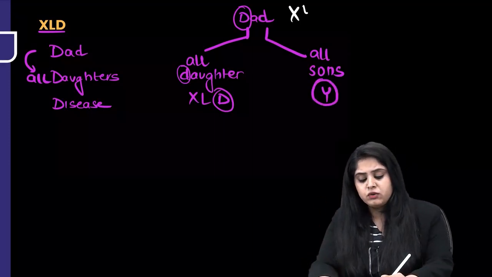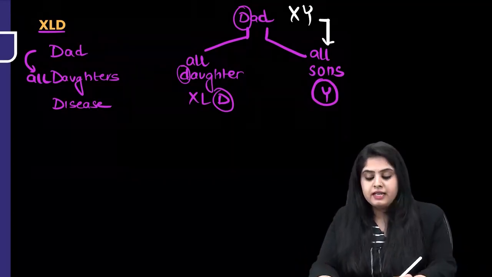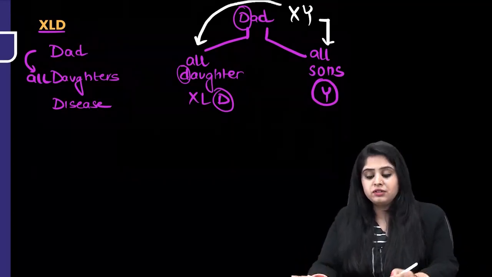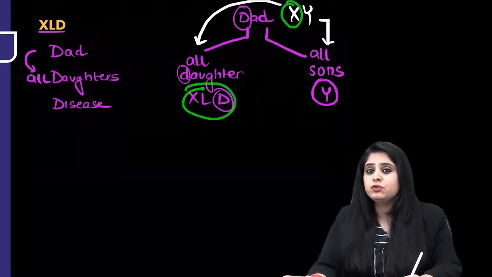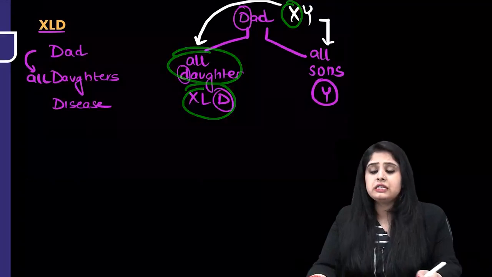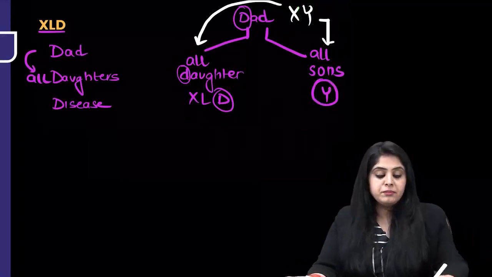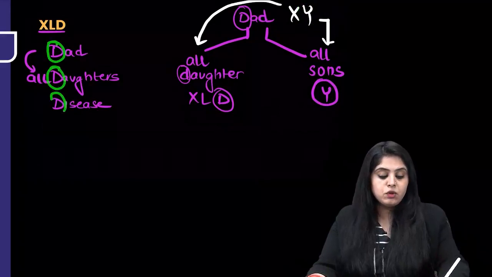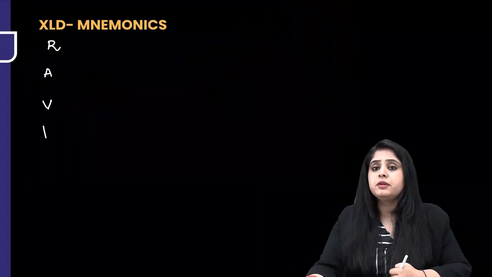Dad has X and Y chromosome. Father is X and Y. Y chromosome has to go to the sons and X chromosome has to go to the daughters. So if the X chromosome has a problem, as in XLD, the daughters will get it. If the Y chromosome has a problem, then all the sons will get it. So simple. If the dad is giving the disease to all the daughters, it is going to be XLD, and the mnemonic for XLD is simple, Ravi.